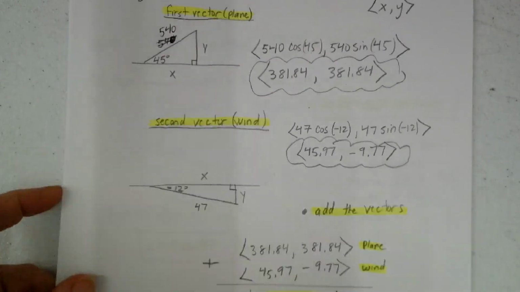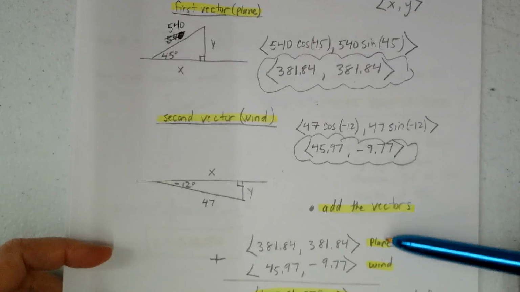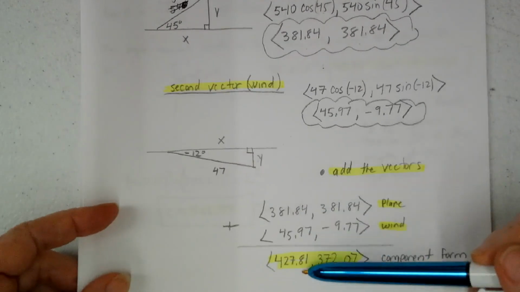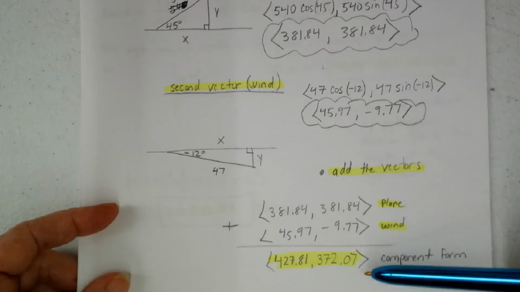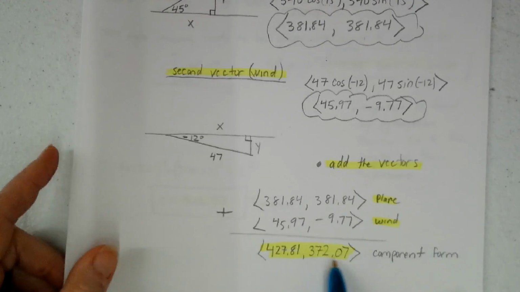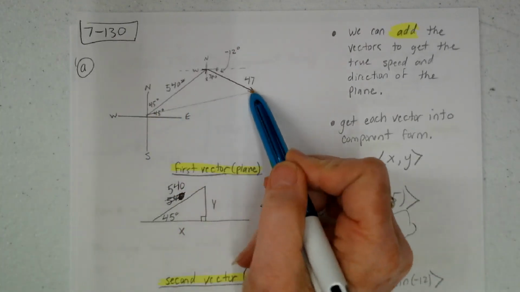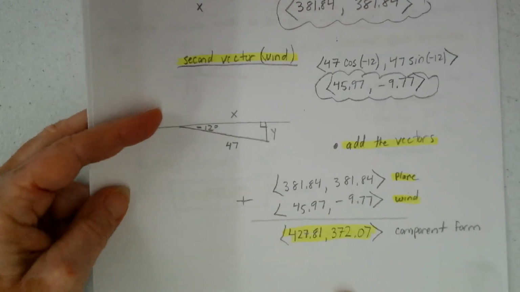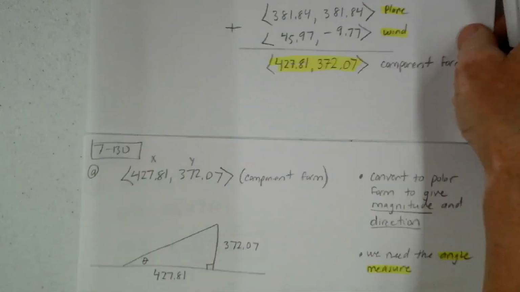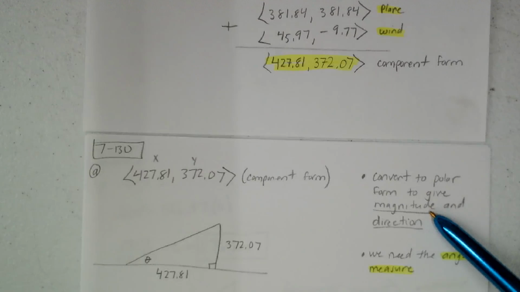And so now I have the components of the plane vector and the wind vector, and I just stacked them up right here and added them. When I add those up on my calculator, I get this. So that is actually the component form for the true speed and direction of the plane, but I need to put it into polar form. I need a magnitude and direction for that vector.